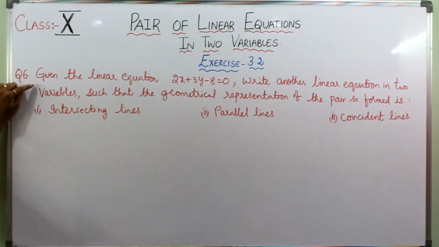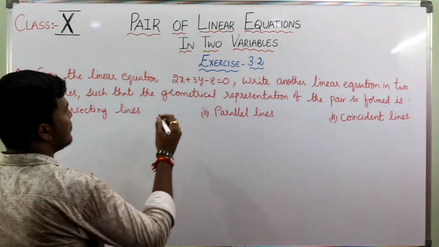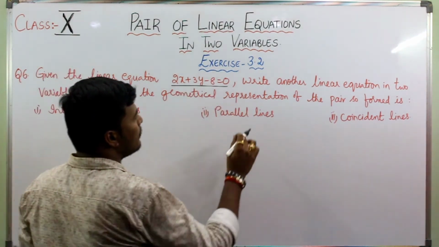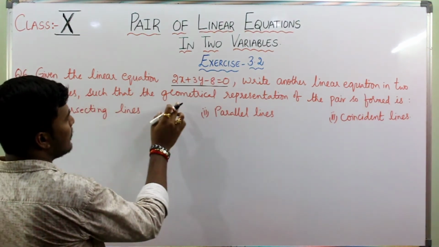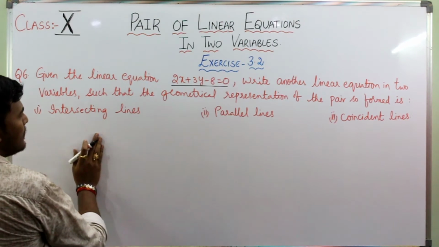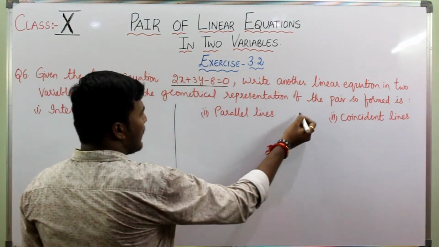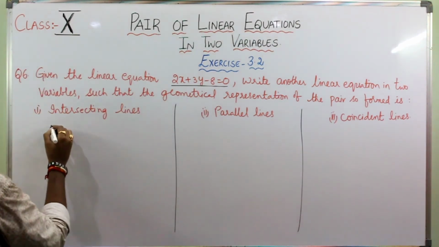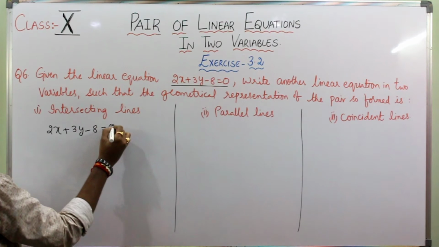Question 6: given the linear equation 2x plus 3y minus 8 is equal to 0, write another linear equation in 2 variables such that the geometrical representation of the pair so formed is intersecting lines, parallel lines and coincident lines. So here he has given us one equation, that is 2x plus 3y minus 8 is equal to 0.